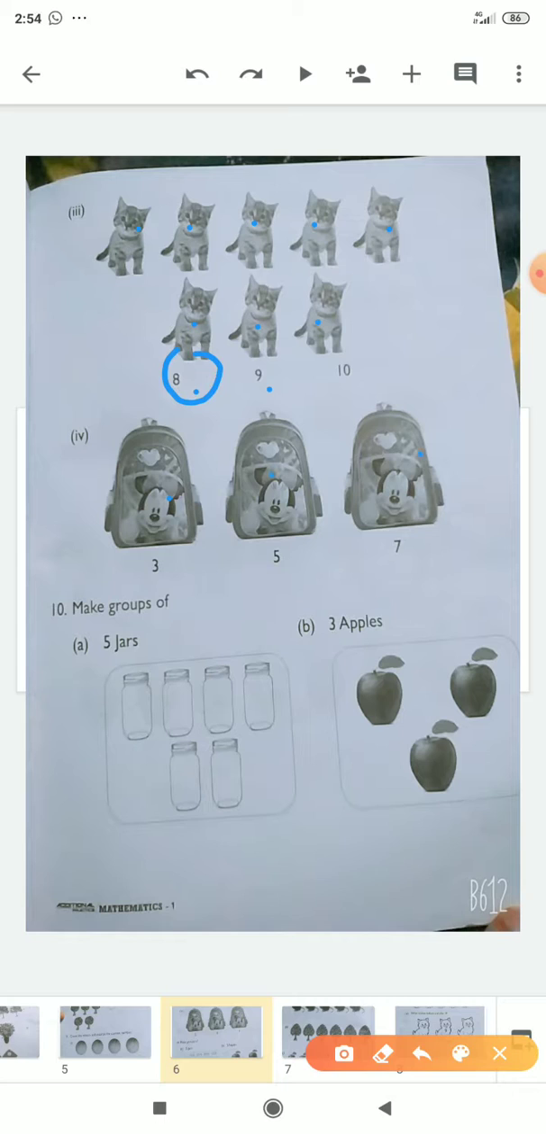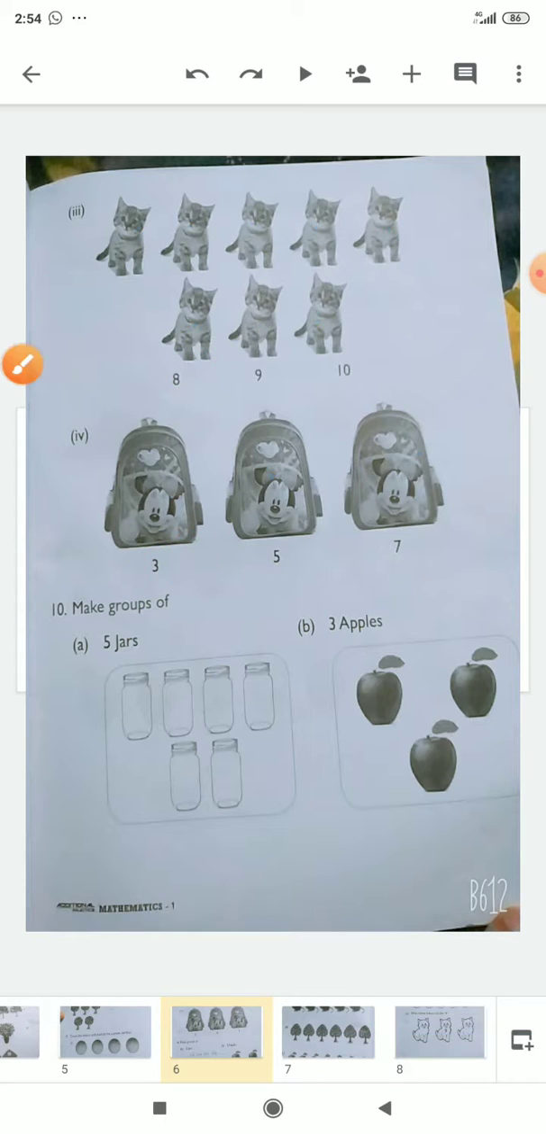Now next question, let's start counting the bags. 1, 2, 3. Is this number 3? No. Is this 3? No. Is this 3? Yes. Circle it. Okay. So in this way you have to count the objects first and then you have to find the correct number given below the question.